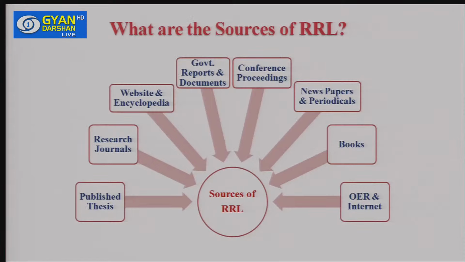Now let me focus upon what are the important sources. I have already explained, but let me take the names, that as an MA education learner, how you will get the review of related literature. First of all, published thesis, I have already said. It may be a master dissertation or a PhD thesis. Then different research journals, you will get research articles in journals. Then websites and encyclopedias that you will be using. Then government reports and documents.